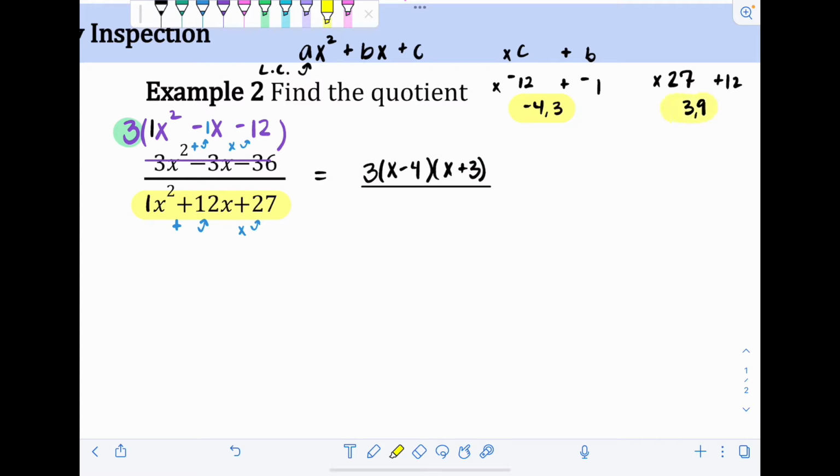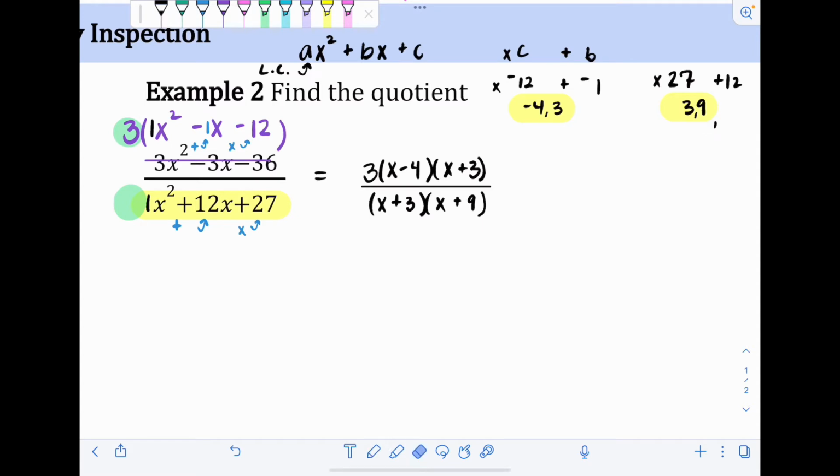So 3 and 9, 3 times 9 is 27, 3 plus 9 is 12. There was no GCF that we factored out here, so I should not have a number where that 3 is in the denominator. And then I can set up my parentheses. The x squared breaks down into x and x, and then these numbers are what fill in the rest. So they're both positive, so one would be a +3 and one would be a +9.